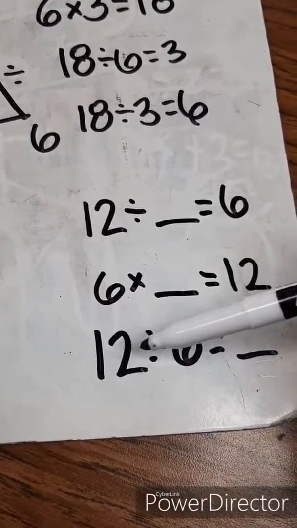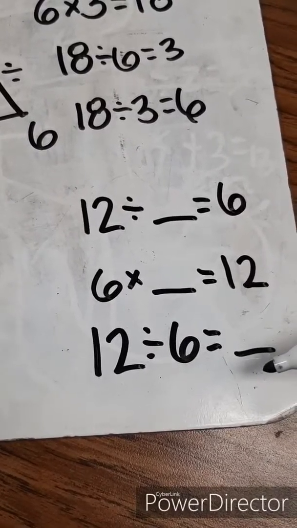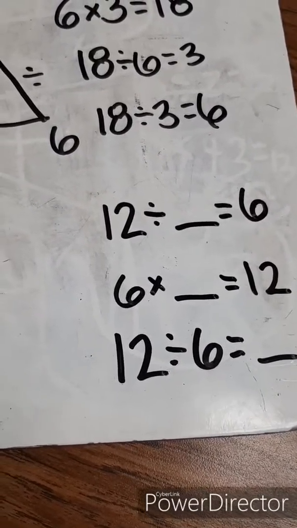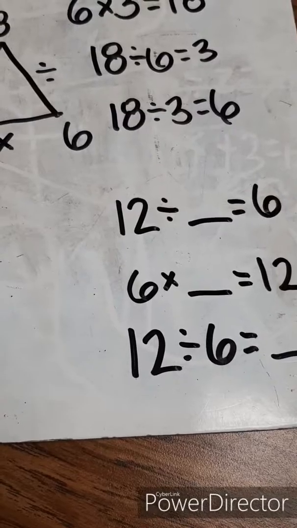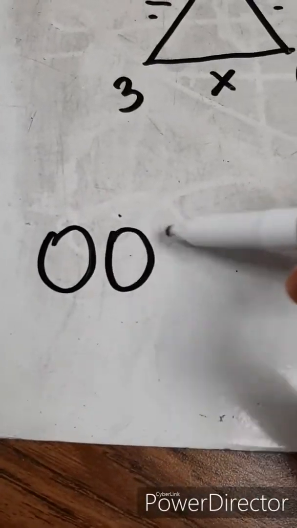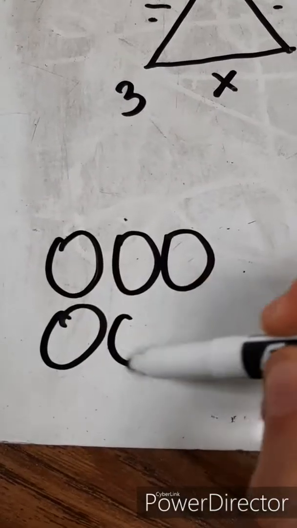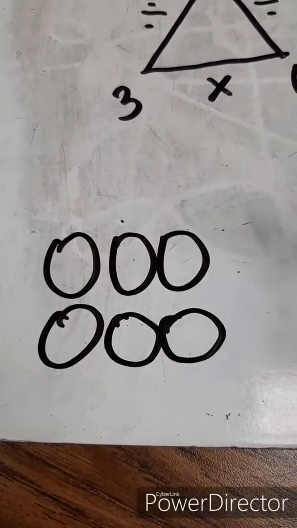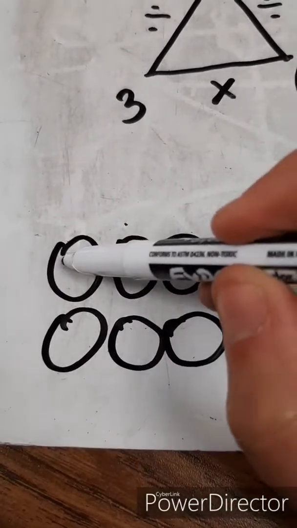So we have to ask ourselves, which one of these can we solve? If I can do 12 divided into 6 groups, I can find an answer. So that's what I'm going to do. And as I always say, when in doubt, draw it out. So I'm going to draw 6 groups. I'm going to place one item in each group until I get to 12.